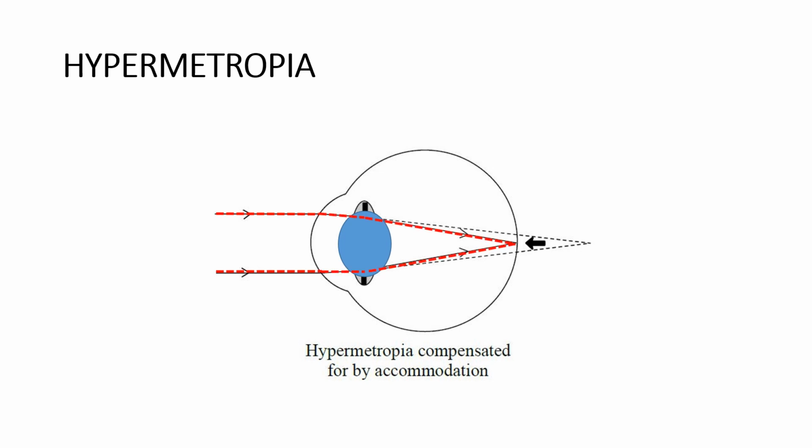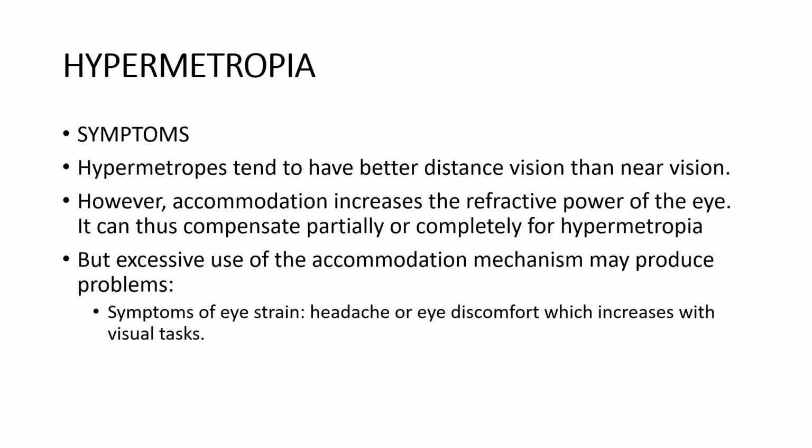Shown here. So when the eye is not accommodated, the light would have fallen behind the retina, but when the eye is accommodated, then distant objects will be in focus. But excessive use of accommodation can cause problems.